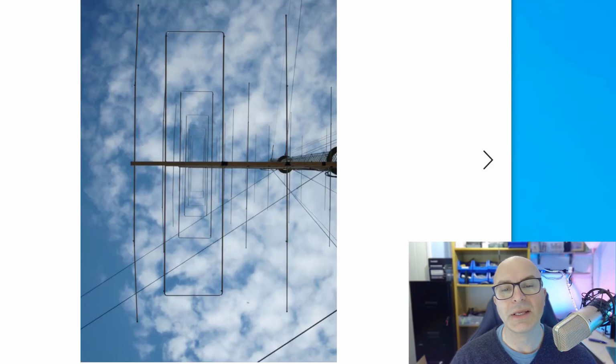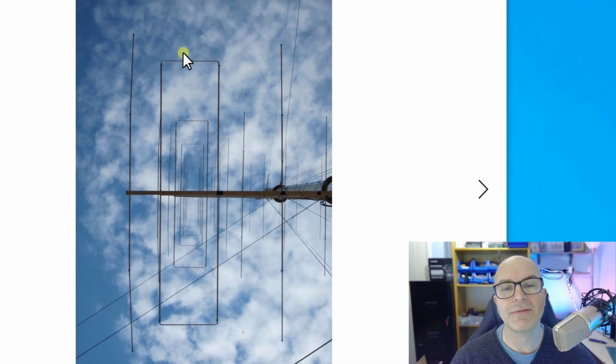This is straight underneath all of the flat loop driven elements, and you can see one of the traits of the seven element WOS is the slightly bent forward reflectors, which helps to enhance front to back ratio and also flatten the SWR and impedance curve too.